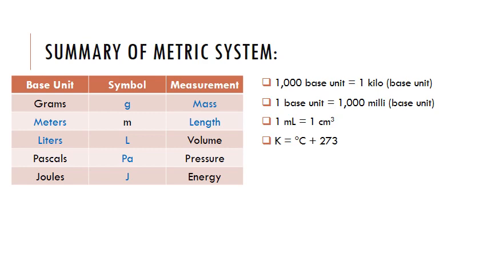Liters are a volume measurement, so how much space something takes up, and its symbol is a capital L. The Pascal is a pressure unit, and its symbol is capital P, lowercase a. And our last one is the joule. The joule is a measurement of energy, and its symbol is a capital J. So all of these measurements and base units allow us to measure all kinds of different objects and different qualities about them.